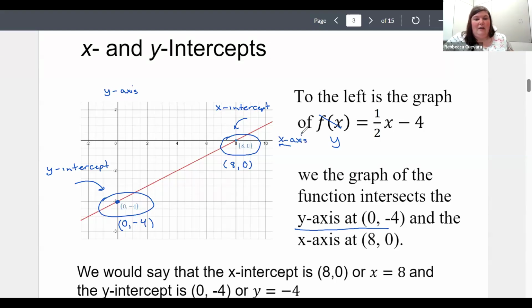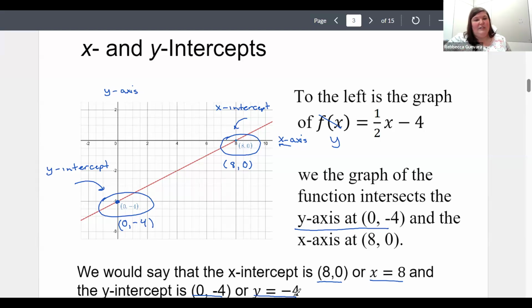All right, so we're going to look at this a little bit more. So we would say that our x-intercept is here at, like we said, 8, 0. But we could also just say it's x equals 8. And the y-intercept is at 0, -4. Or, like we said before, we can just refer to it as y equals -4.